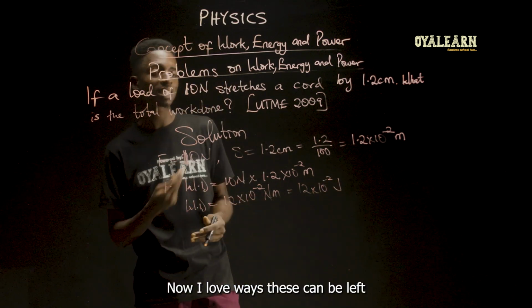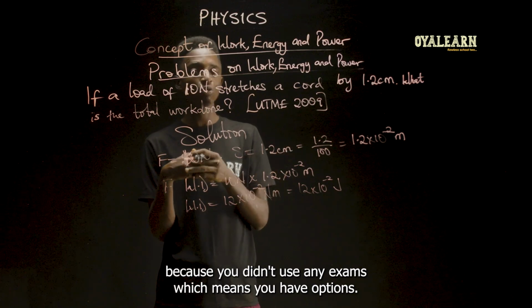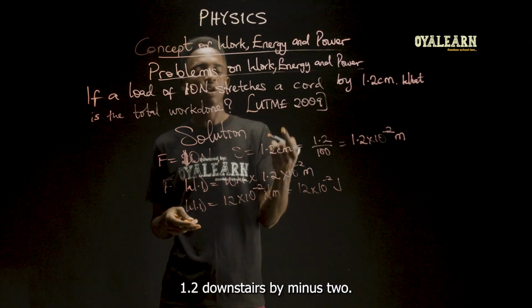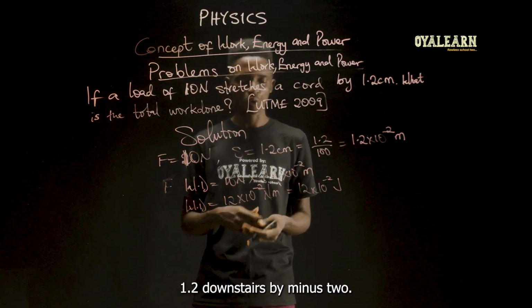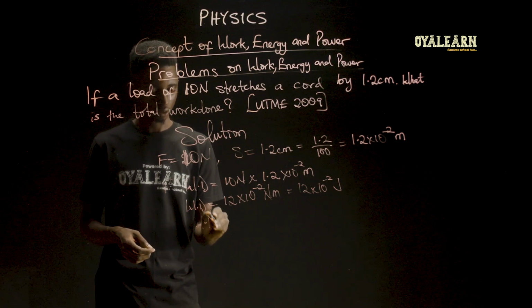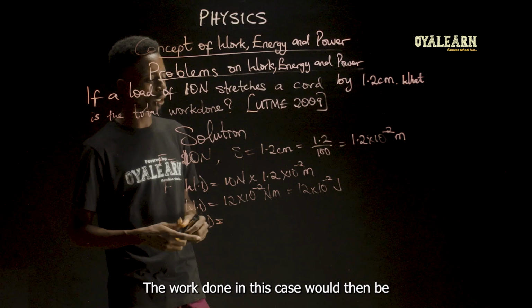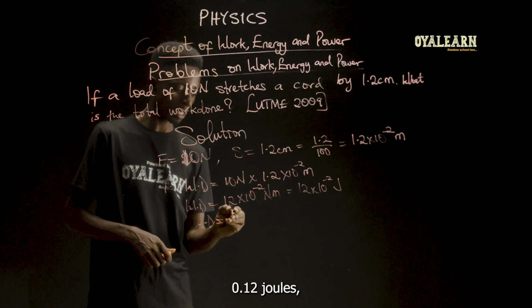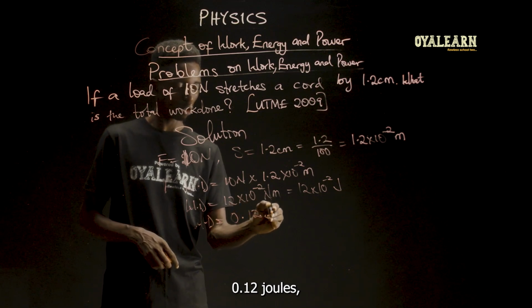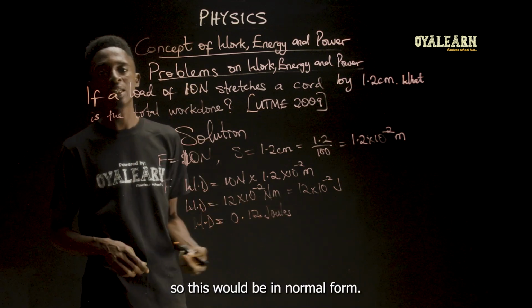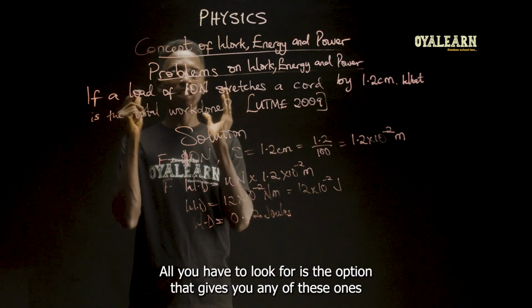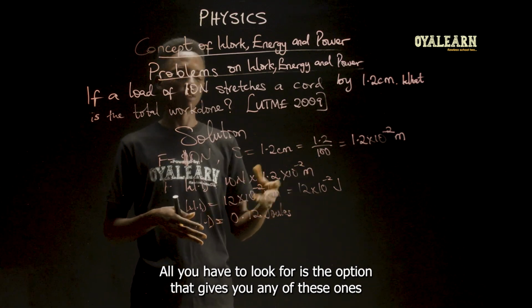Now there are a lot of ways this can be left, because it's a UTME exam, which means you have options. So you just have to look for the one that is exactly 1.2 times 10 raised to the power minus 2. Or if we're going to put it in normal form, we'll say the work done in this case will then be 0.12 joules. So this will be it in normal form. So any of these is correct. All you have to look for is the option that gives you any of these ones that we've solved it to be.